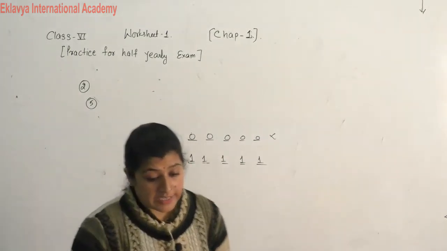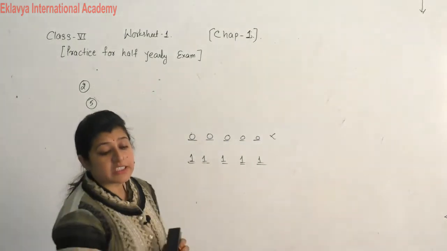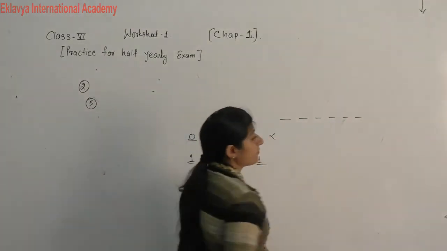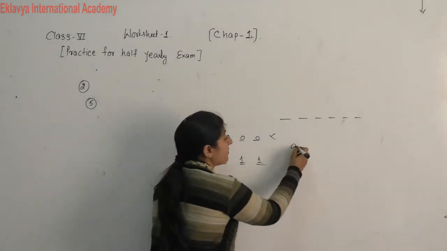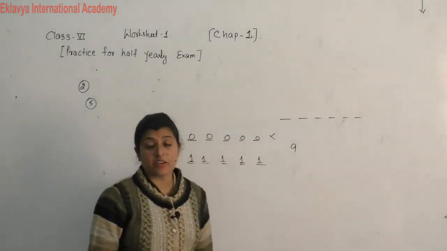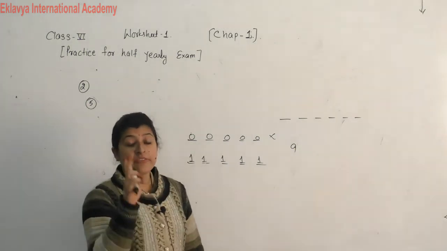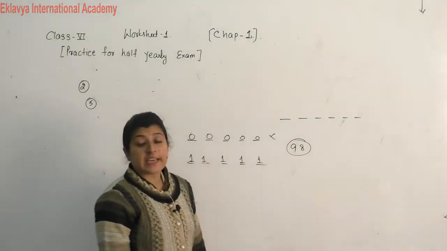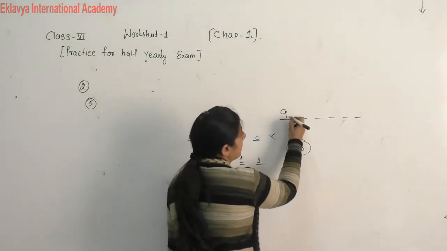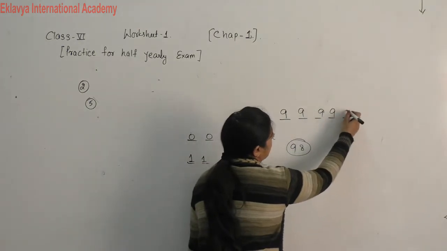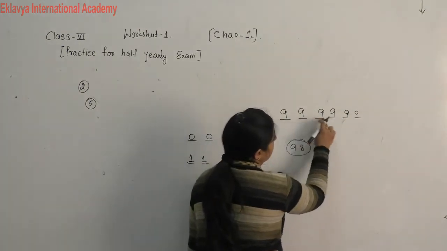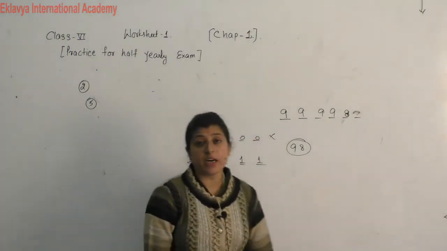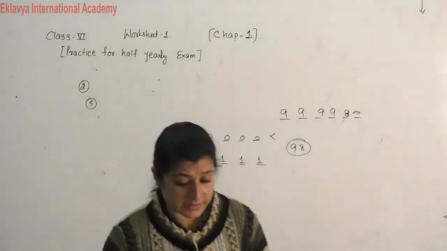11,111. Next one is write the greatest 5-digit number using two different digits. Greatest 5-digit number. The greatest digit is 9. If I write down all 9s, then it will be only one digit, but we want to use two digits. It means we will use digit 9 or 8, where we adjust 9, 9, 9, 9 and 8. Then this is the greatest 5-digit number using 2 different digits.